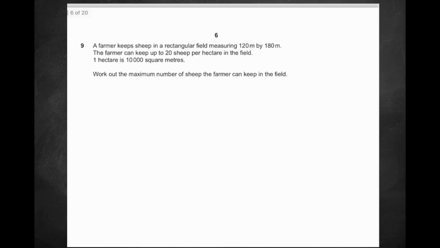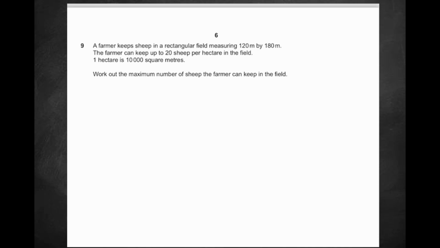Question number 9. A farmer keeps sheep in a rectangular field measuring 120 meters by 180 meters. The farmer can keep up to 20 sheep per hectare in the field. 1 hectare is 10,000 square meters. Work out the number of sheep the farmer can keep in the field.